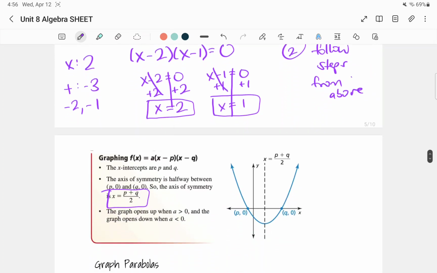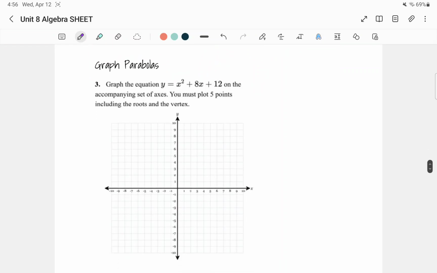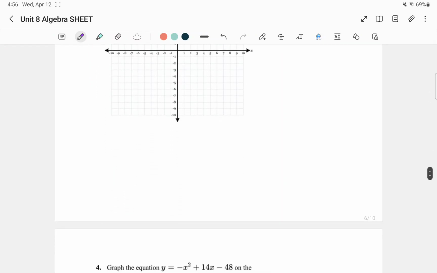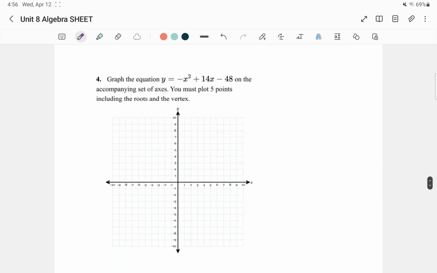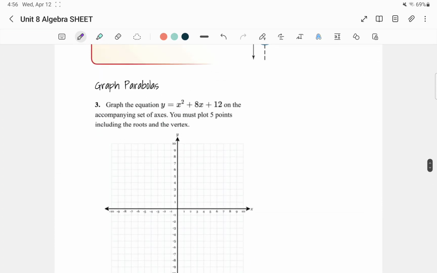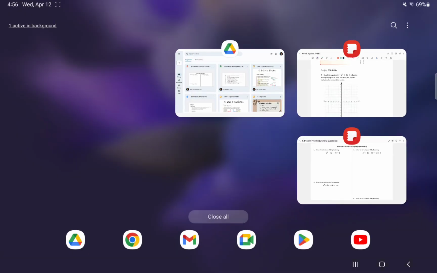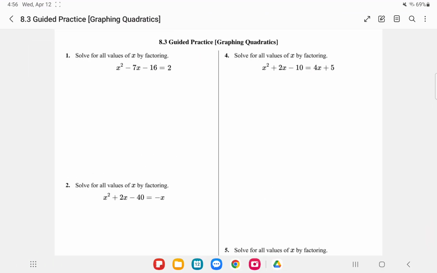We're actually going to go ahead and skip this for now. We are actually shortening this lesson to just those first examples. We're not actually going to graph yet. So I'm going to go ahead and move to the guided practice.